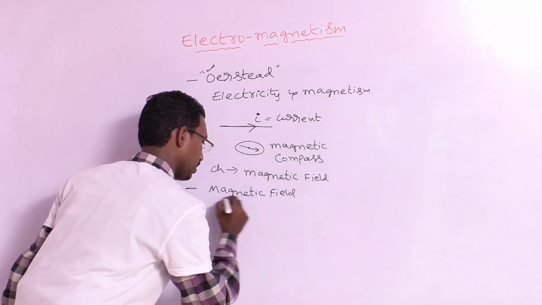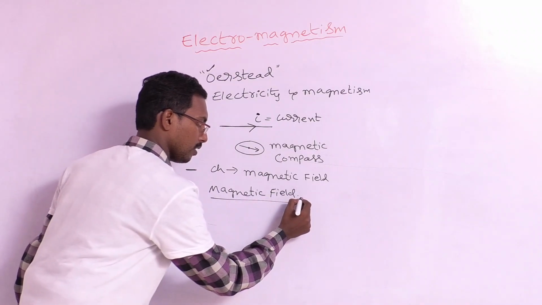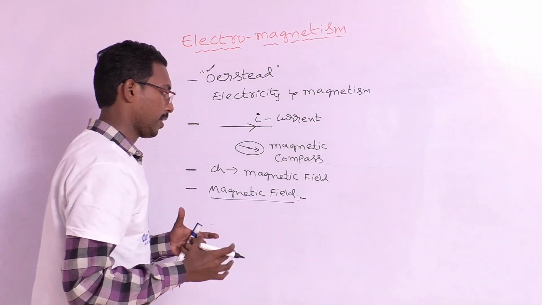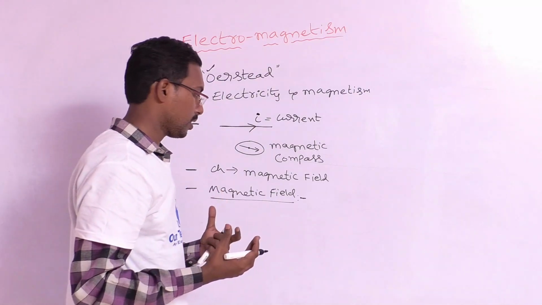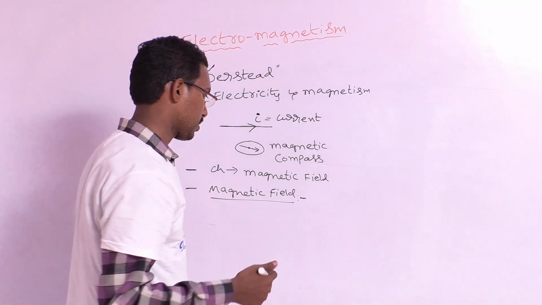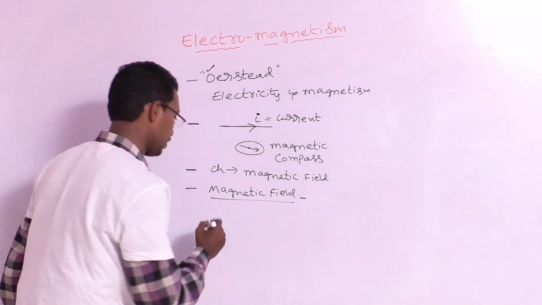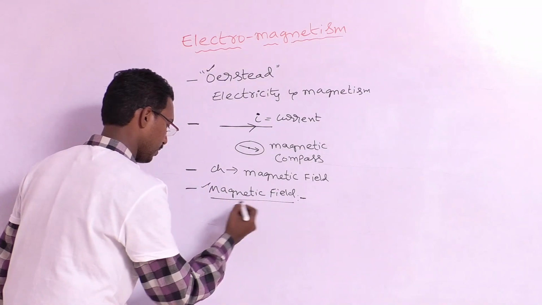So a magnetic field is the field in which a magnet shows its influence, either attraction or repulsion, throughout its field. So that is known as the magnetic field.